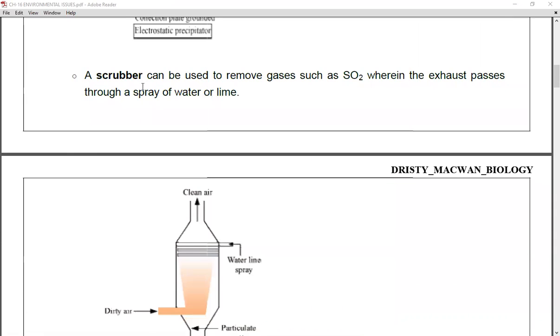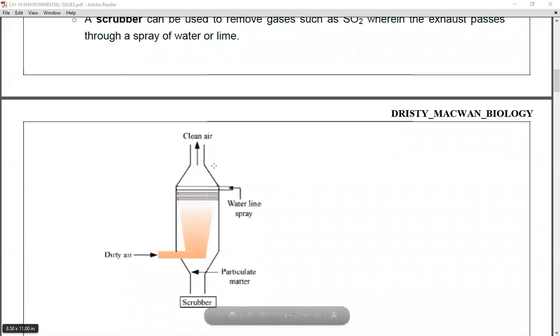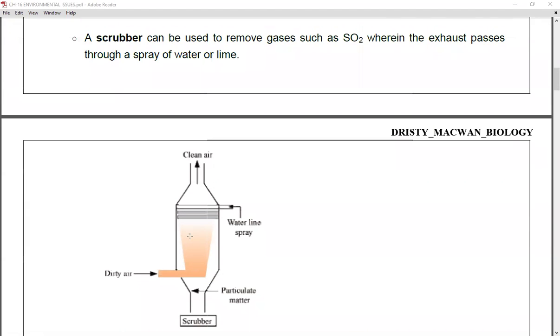A scrubber can be used. The third way is that a scrubber can be used to remove gases such as SO2, wherein the exhaust passes through a spray of water or lime. You can see this is the figure of a scrubber. What a scrubber exactly does is, you can see over here there is an inlet of dirty air, and this dirty air is going to contain particulate matter.